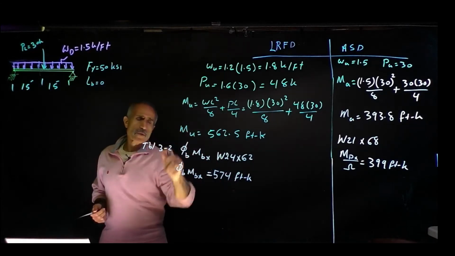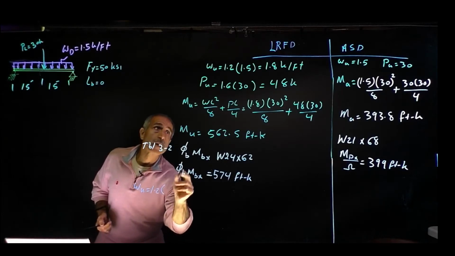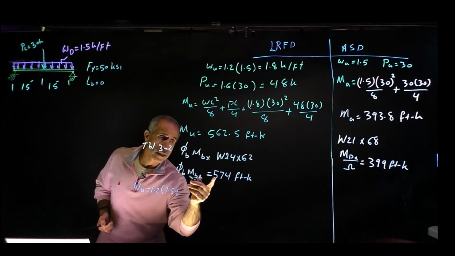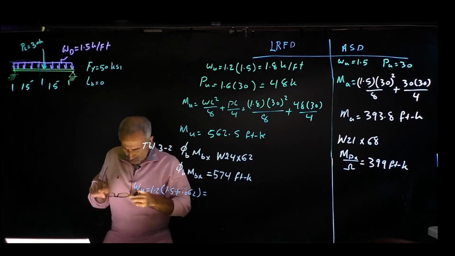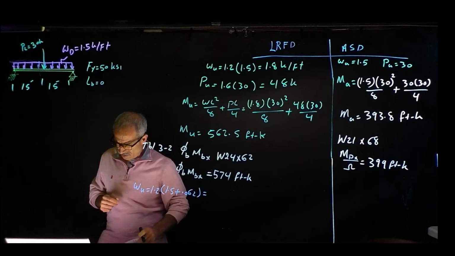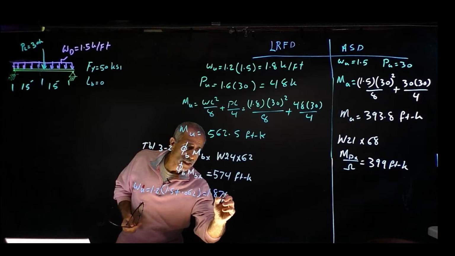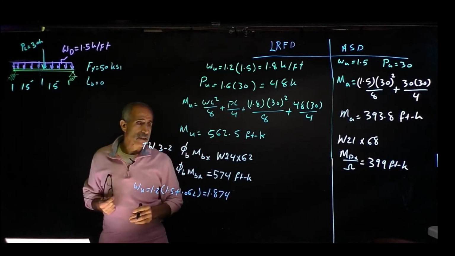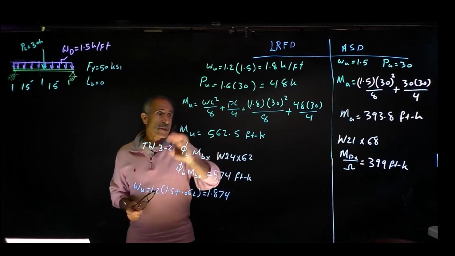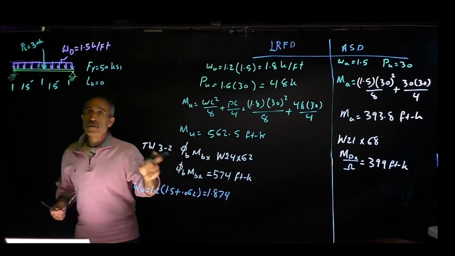Okay, so our WU comes out to 1.2 times, we had 1.5 plus 62 pound, 0.062, and that comes out to 1.874, and our PU remains the same, no change. Therefore, let's go ahead and calculate our MU.